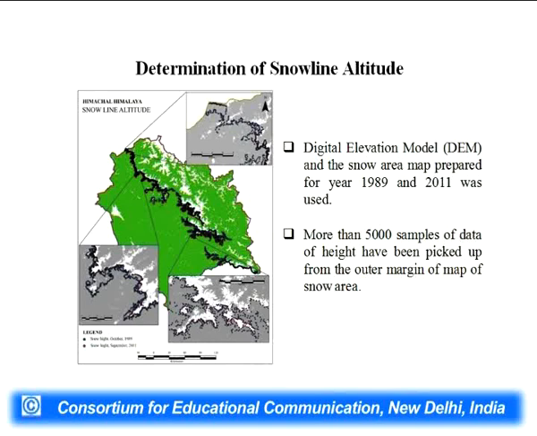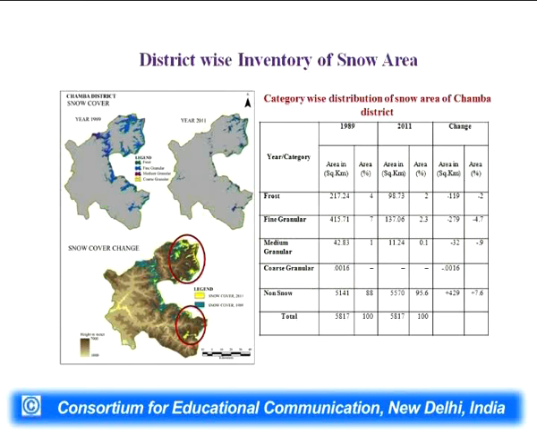In this inset map, it is quite visible that these are the three prominent areas where we see the snow line altitude shift, and the snow line altitude has shifted quite extensively in the upper area of the valley. Then if you see the district-wise inventory of the snow area for Chamba district, this red circle shows the prominent areas where we are noticing the change.